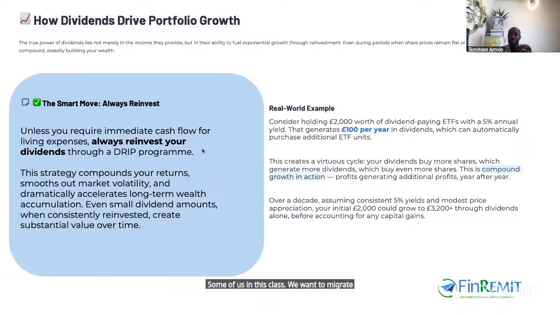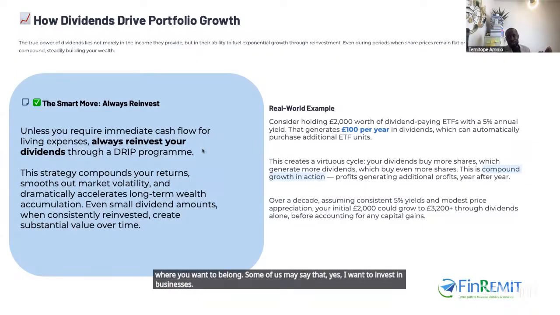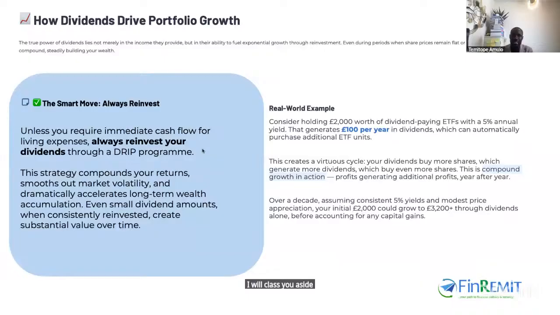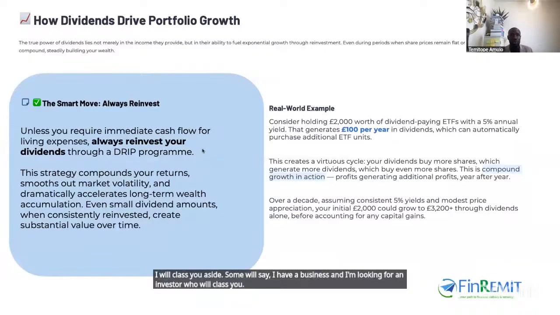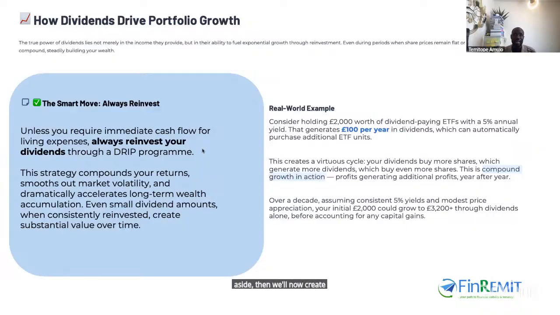You will receive a mail where you want to belong. Some of us may say that, yes, I want to invest in businesses. I will class you aside. Some will say, I have a business and I'm looking for an investor, who will be classed aside. Then we'll create a session where you can talk and pitch to each other. And it's going to be done remotely like this. And then we move to the next stage, on and on. Then we hand it over to those that will do the management of the wealth.